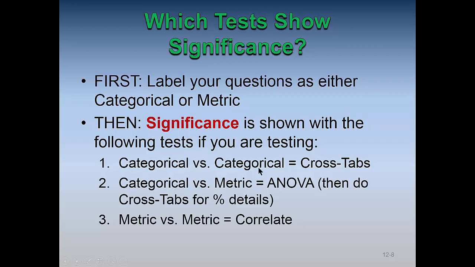If you're comparing two questions that are both categorical, then in Excel Data Analyst we run crosstabs. Again, I'll show you how to do this. If you're comparing a categorical versus a metric question, looking for differences, then we have to run something called ANOVA and then do the crosstabs. Finally, if we are looking for differences in two questions which are both metric, then we want to use the Excel Data Analyst function called correlate. So in the next video, I'm going to run through an example of the categorical versus categorical case.